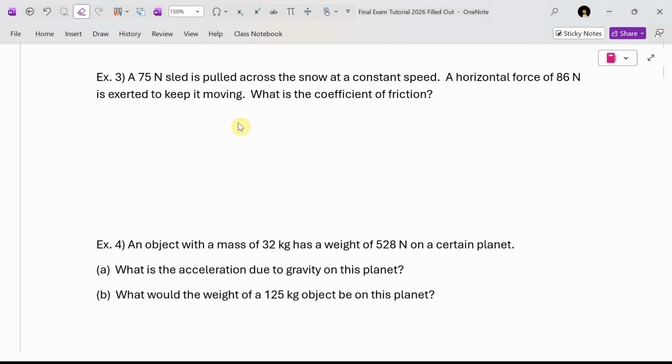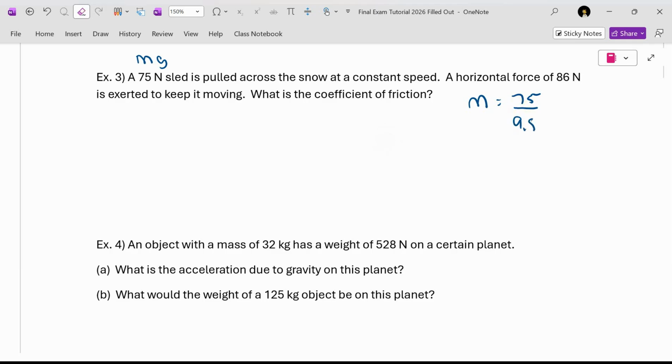So example 3 says a 75 Newton. What did I just give you when I said a 75 Newton sled? Did I give you its mass? What did I give you? No, I gave you its weight. So this is mg, which means I can find m. I might make a little note here. M equals, it's going to be 75. How do I turn newtons into kilograms? Yeah, in other words, to get the m by itself, divide the g over, because the g is multiplying.